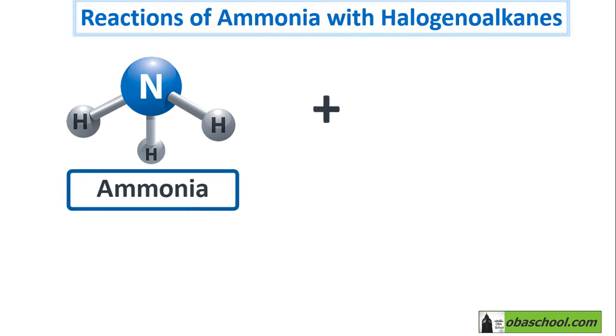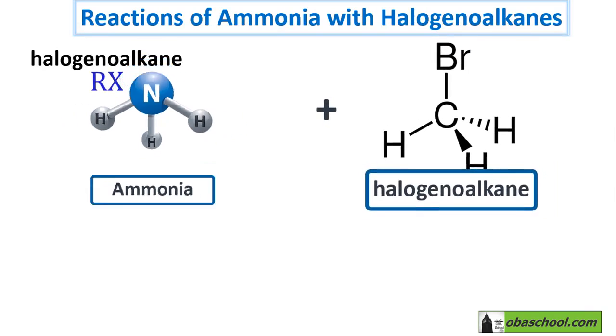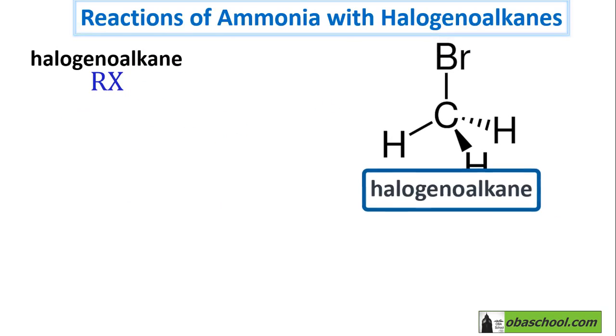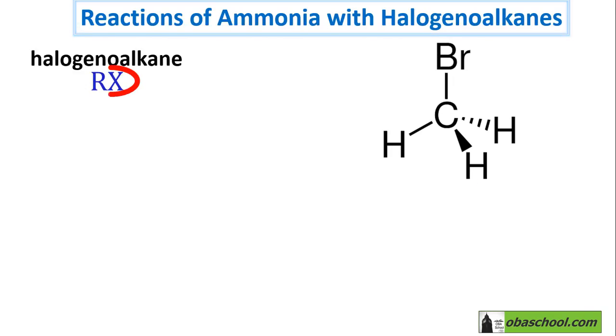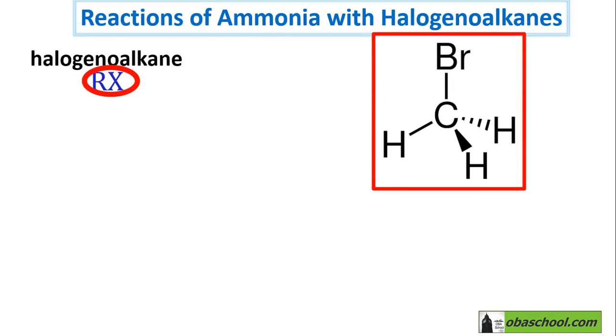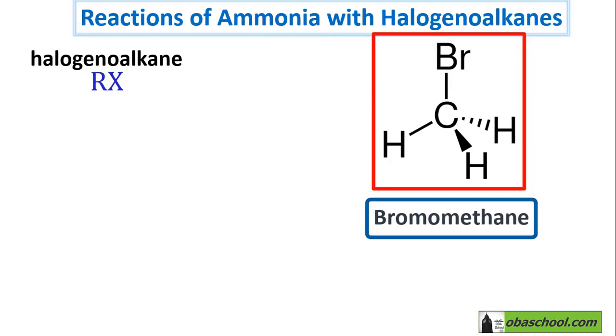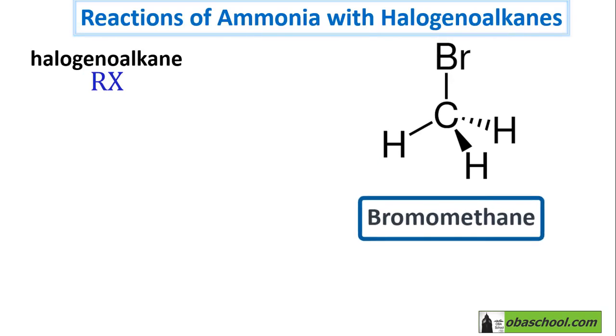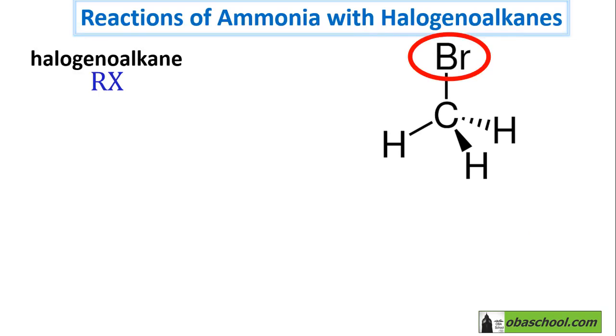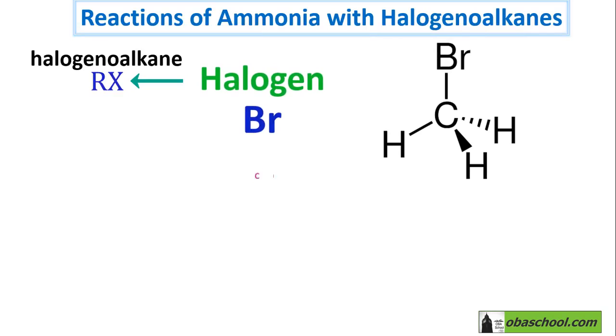Reactions of ammonia with halogenoalkanes. This is our second point of discussion. Ammonia can react with halogenoalkanes, but first, what are halogenoalkanes? Halogenoalkanes have the general formula RX, and they are like this compound, bromomethane. So it's an alkane where one of these hydrogens is replaced by a halogen, and in this case it is Br. X, which is the halogen, could be Br or Cl or F or I, iodide.